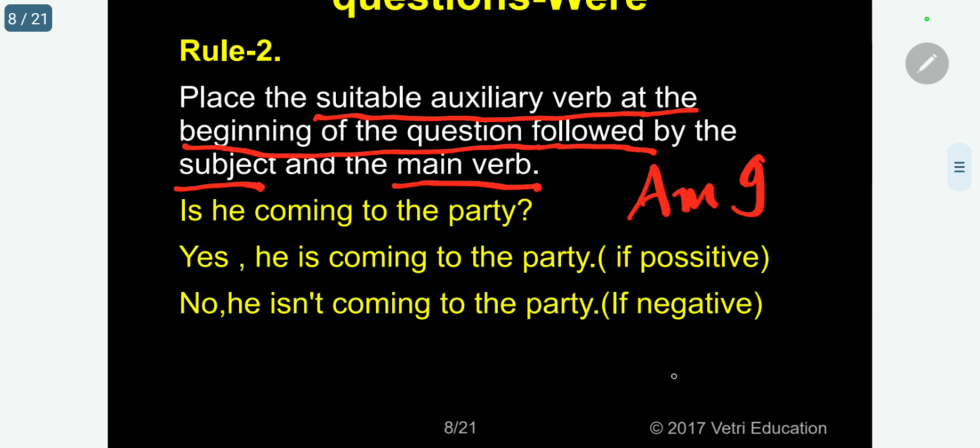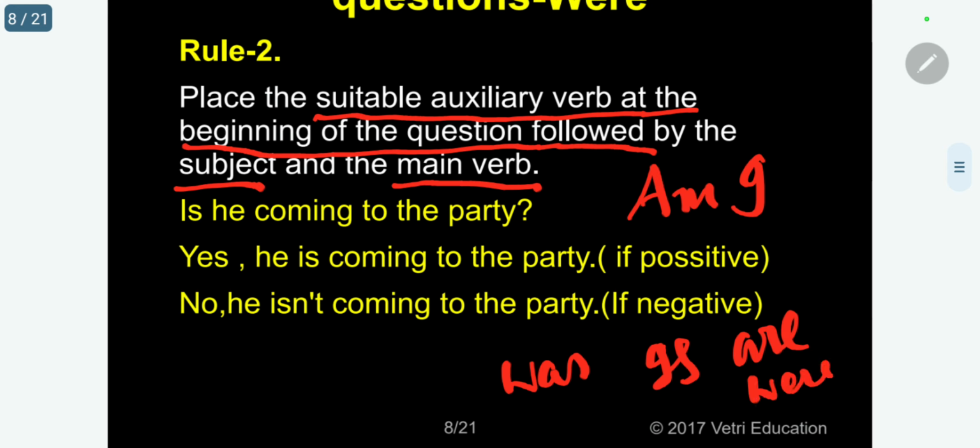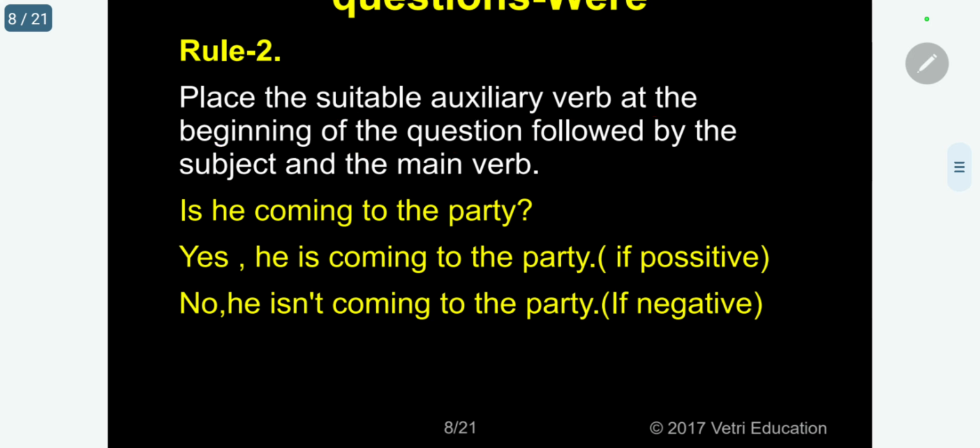Whereas for he, she, it, I have to use is. Kindly follow. If it is plural, I can use are. The corresponding past tenses are was and were. We have to apply these to ask questions. Please have it in mind. So let me explain with one simple SVO question.